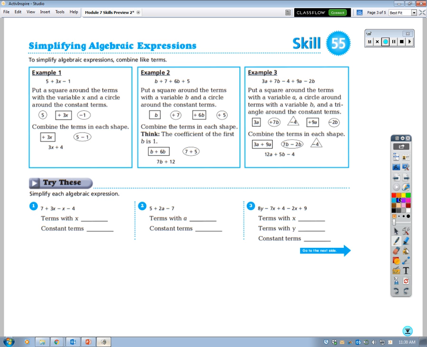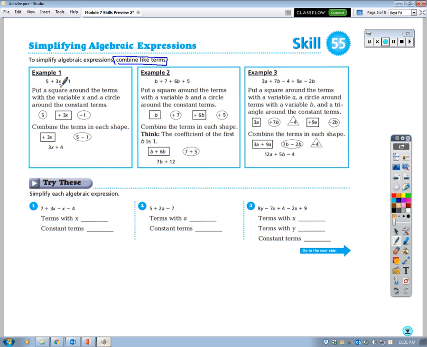So we're simplifying algebraic expressions, and what we have to do is combine like terms. And when we combine like terms, often we use inverse operations if we have an equal sign in there. Now we're just working with expressions, which means there's no equal sign, but for the lessons that are coming up, you will have an equal sign in there. So you need to have this skill in order to build on it for what we're doing in Module 7. So let's take a look at example 1.